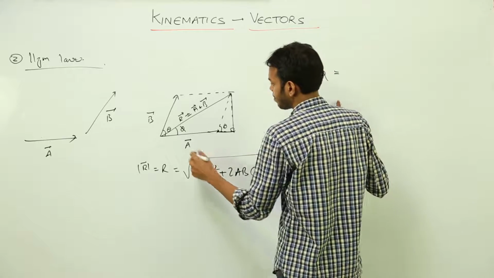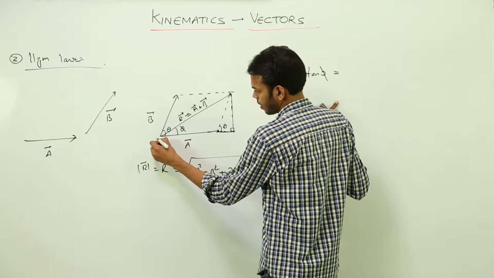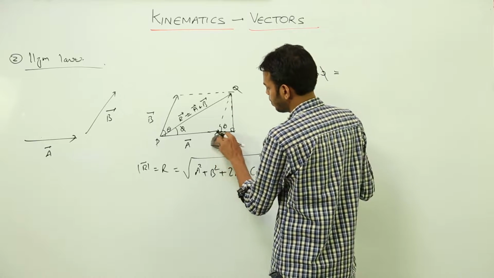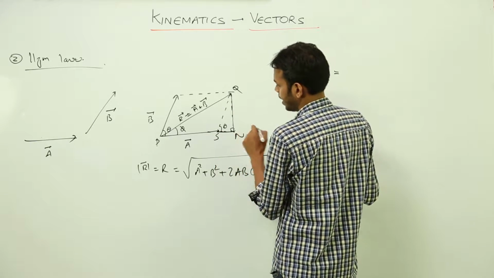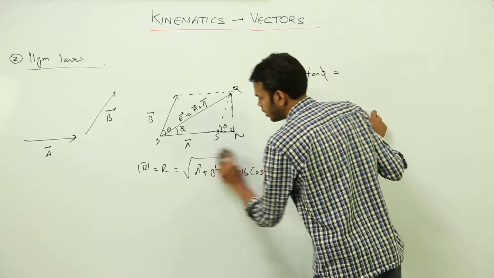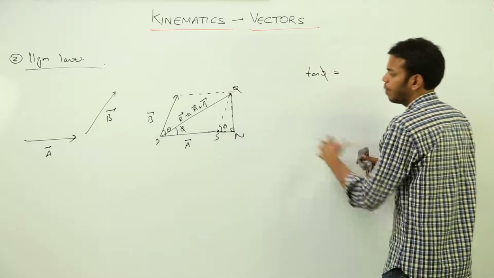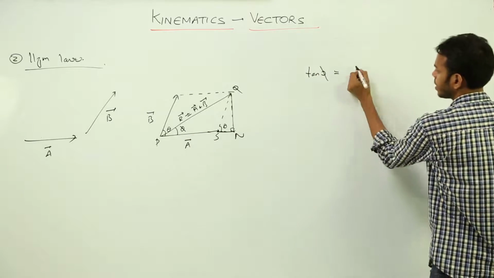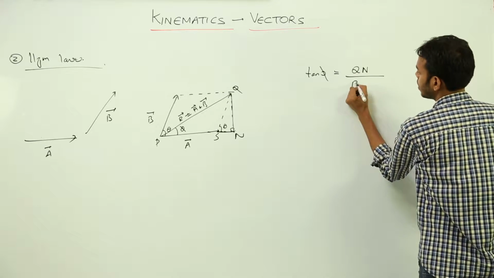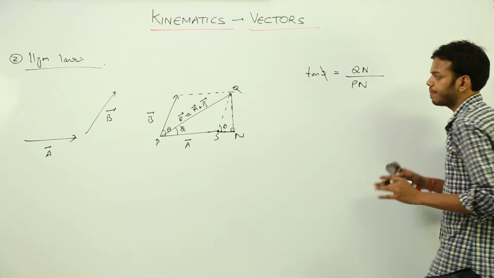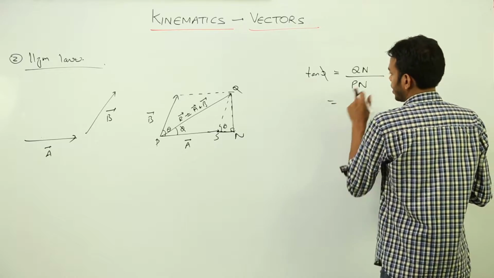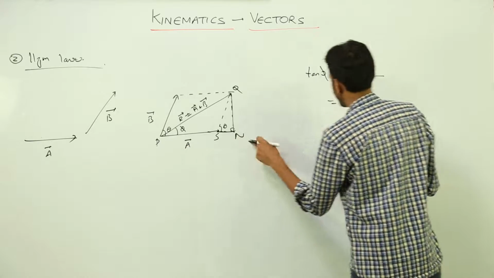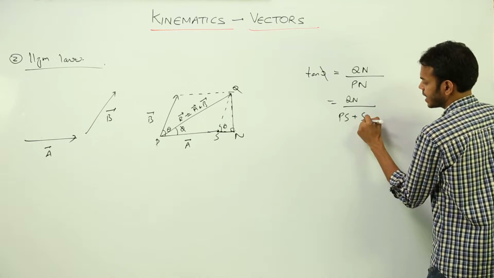I have to name them. Let us say P, Q, S, N. I have changed the name of the vertex, so it hardly matters. Tan phi would be Qn upon Pn. This is clear? Now, instead of Pn, I can write it as Ps plus Sn. This is also right.